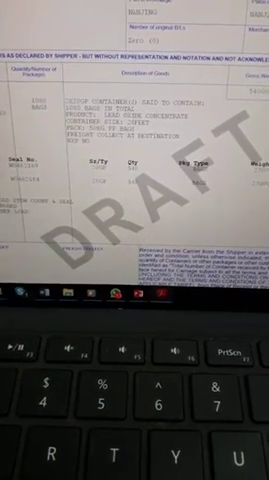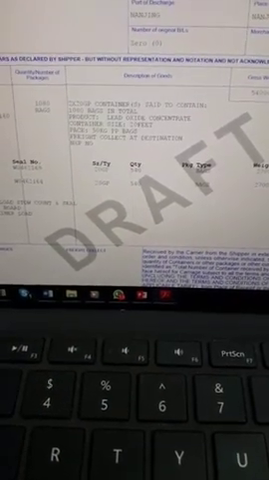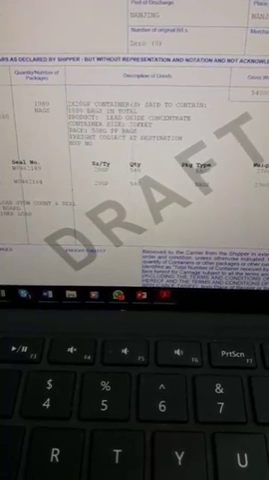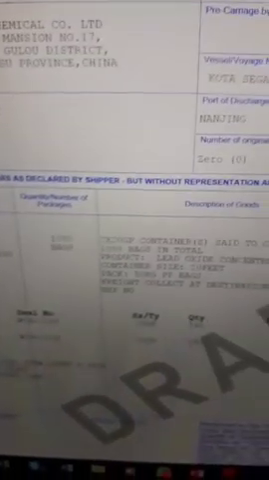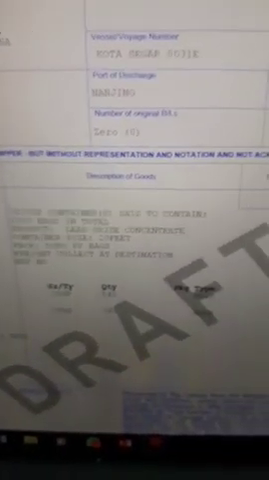The goods that were shipped are 1,080 bags of lead oxide concentrate. I want you to pay particular attention to a statement. I want to zoom in on that statement. It says, particulars as declared by shipper, but without representation and notation and not acknowledged by carrier.